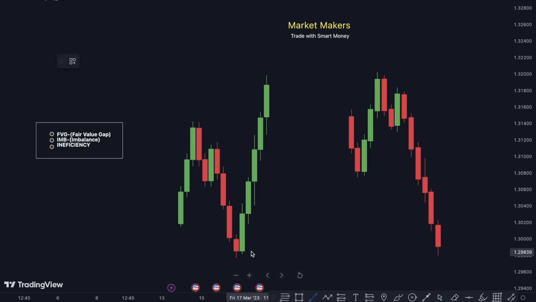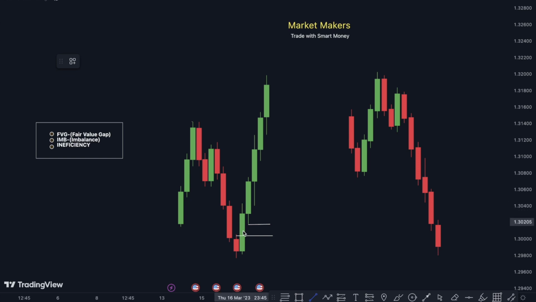I'm taking the high of this candle and the low of the third candle. You can see there is a gap between these two wicks. This is called fair value gap. Why am I taking this red candle? Because this is the first candle that took the liquidity and started this trend. So basically you need to mark the first candle's high and the third candle's low to identify fair value gap.